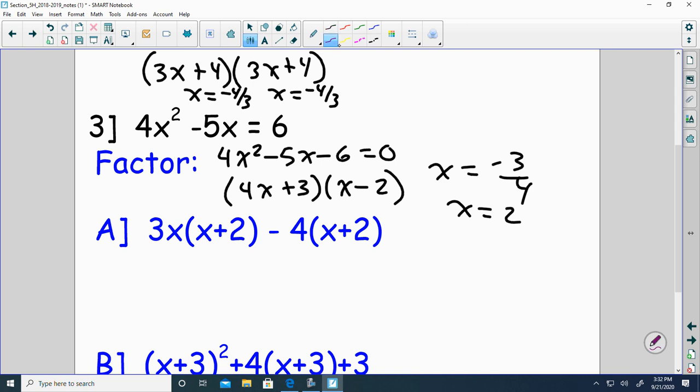For this one, I have those two in common, so x plus 2 and x plus 2. Then I get 3x minus 4, so we're just factoring it out. The reason we're not solving it all the way, there's not an equal sign on this problem. So there's no equal sign, you're just factoring it.